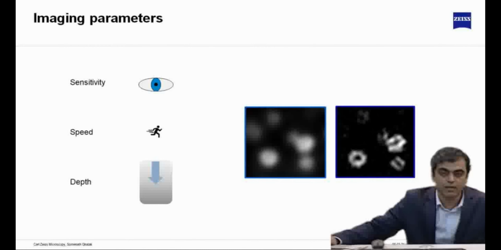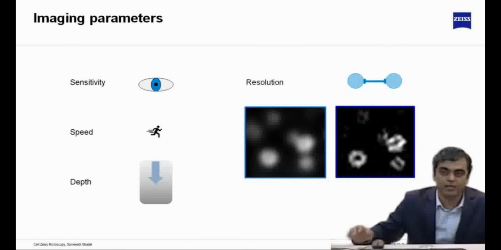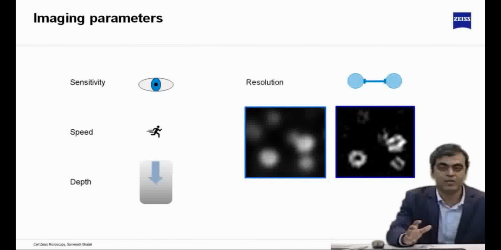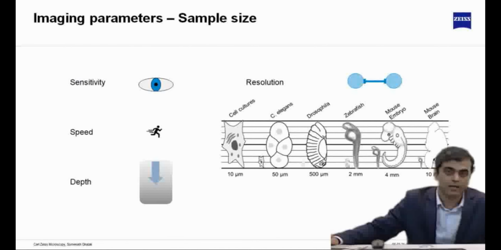This is an image you can see here. This is a Drosophila image, and you can see it looks like a donut when it is properly resolved, but when it is not properly resolved, we see something like a blur, a big blob. So resolution is another important thing which definitely has to be there when you are taking care of the imaging parameters.